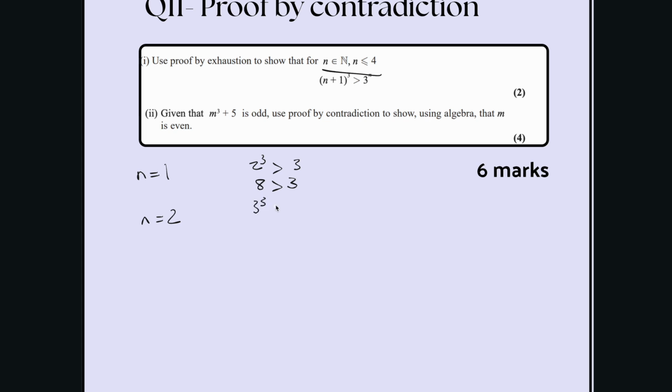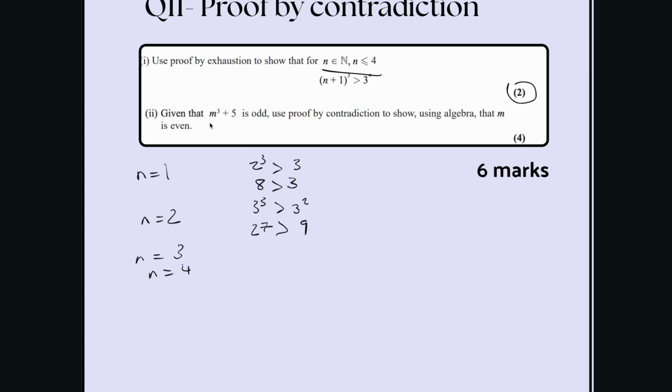So 3 cubed is greater than 3 squared, because 27 is greater than 9. Put in 3 as well. And put in 4 actually as well, because it's less than or equal to. Okay, so you guys get the gist, but that's all for the 2 marks.